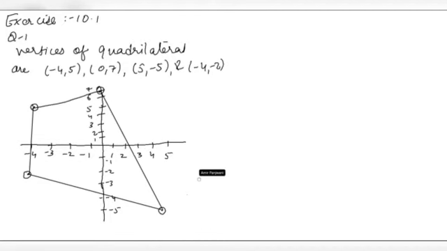Now they are asking us to find the area of this quadrilateral also. First of all we'll name this as A, B, C, D. Now you can find the area of this quadrilateral by taking one of the diagonals. You are free to take AC, and you are also free to take BD. Here I will select BD. You can see that my quadrilateral is divided into two triangles.